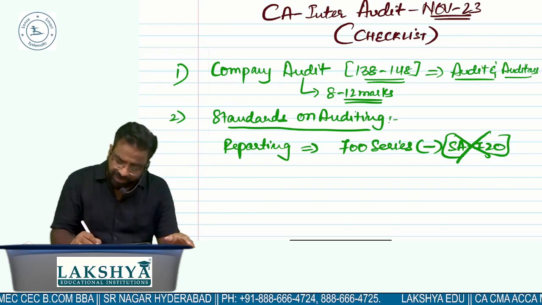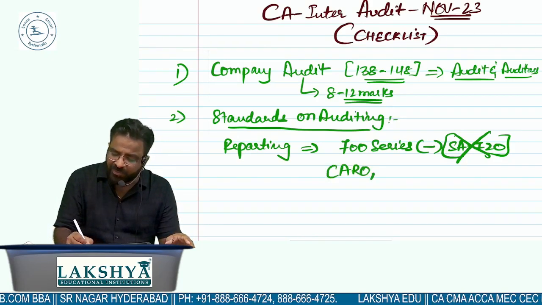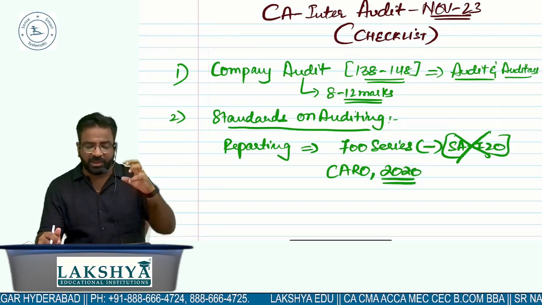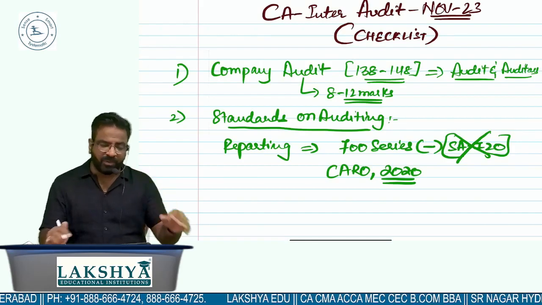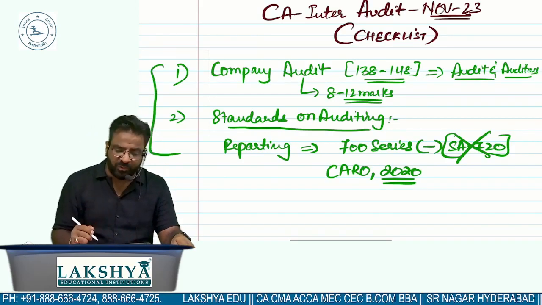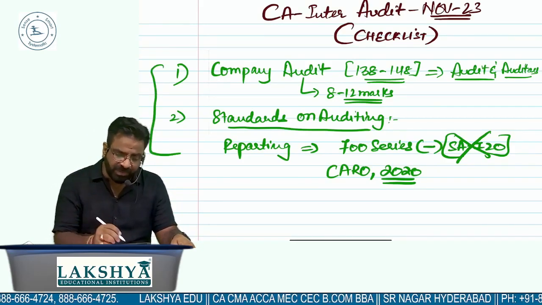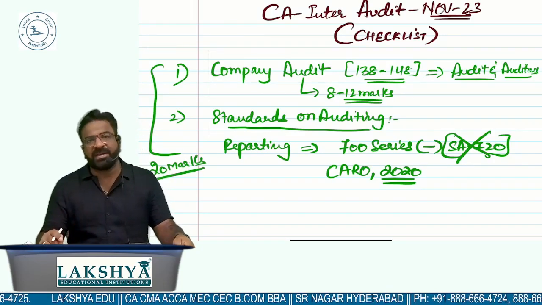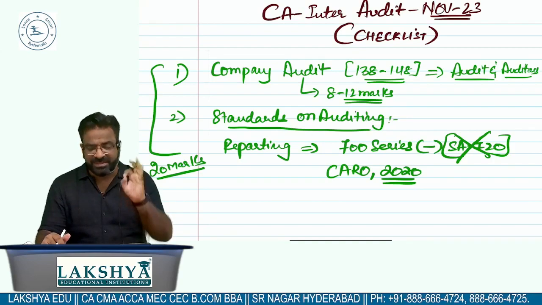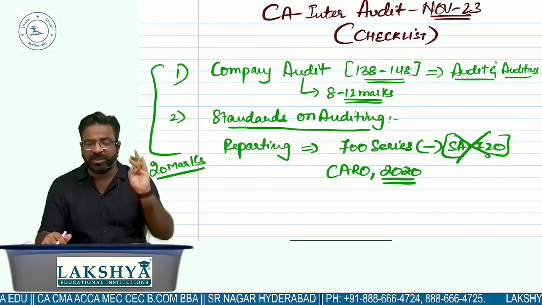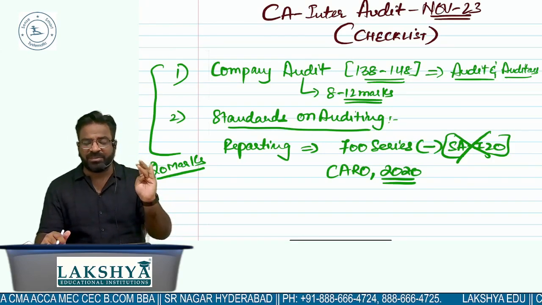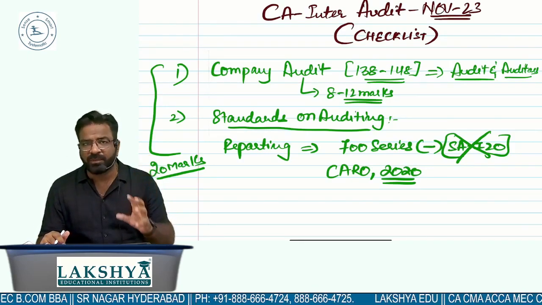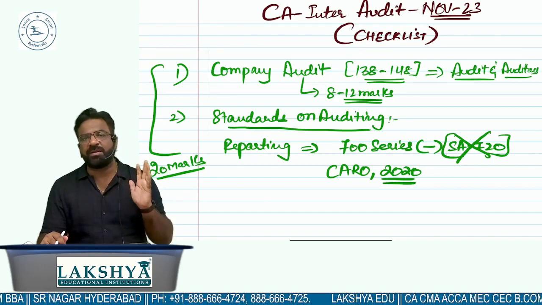Along with that, definitely we have to do CARO 2020. So in total, if you cover the reporting chapter and the company audit chapter, I'm telling you, minimum you will get 20 marks in your examination, including CARO 2020 as well. So CARO 2020, the 700 series reporting chapter, plus company audit section number 138 to 148, which you have done very extensively. So you are going to get minimum 16 to 20 marks at least out of it.